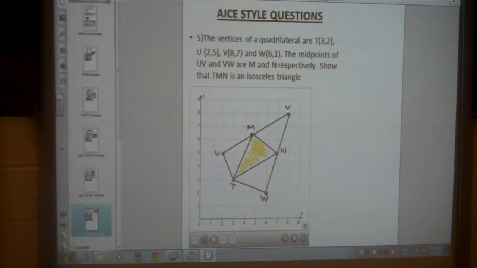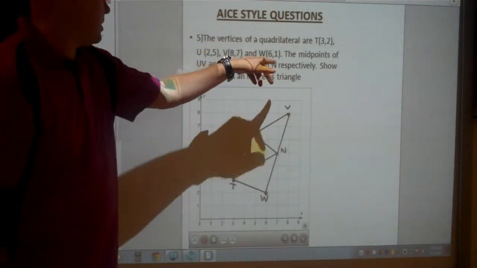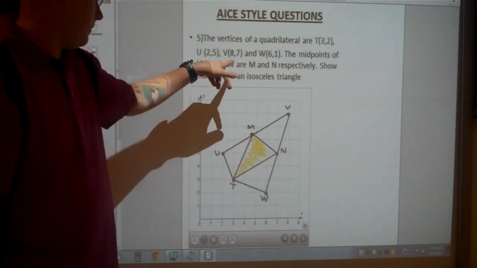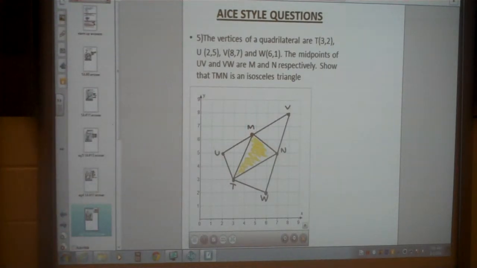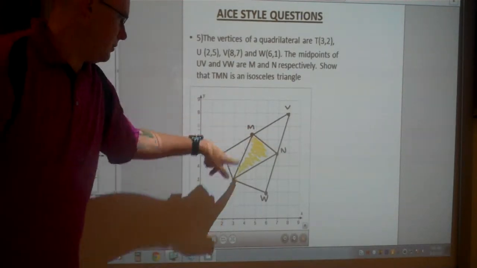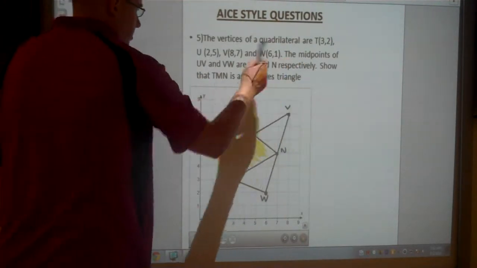And our last question we're going to look at for the AICE question is this. We're given a quadrilateral, and we have to show that the midpoints of these two sides are that. And then we have to give, using our third point, we have to show that this shape here is an isosceles triangle.